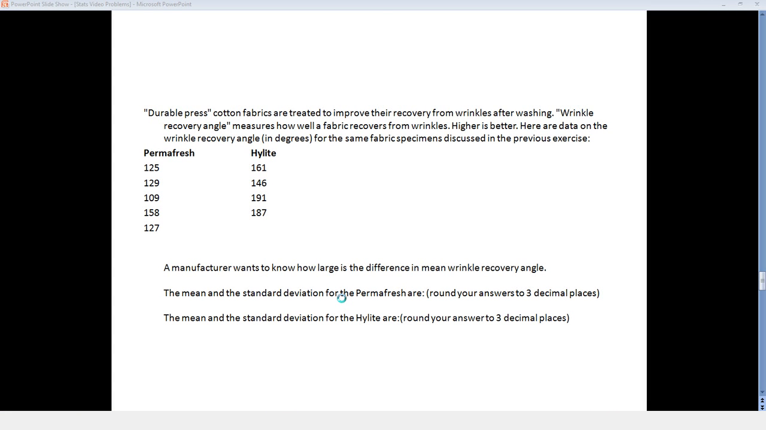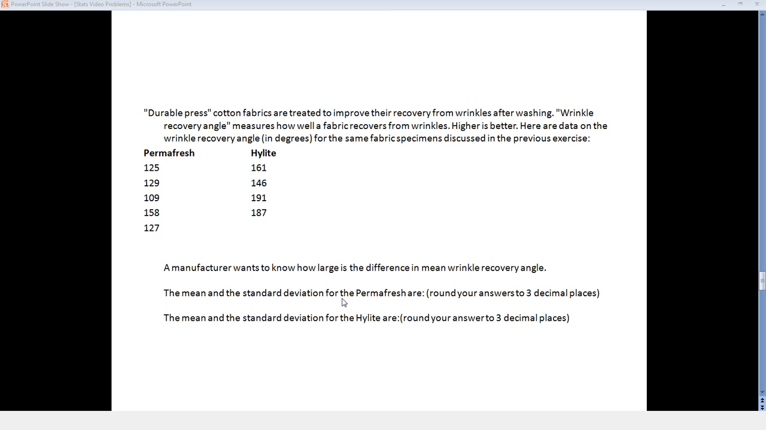Durable press cotton fabrics are treated to improve their recovery from wrinkles after washing. Wrinkle recovery angle measures how well a fabric recovers from wrinkles. Higher is better. We're given data on the wrinkle recovery angle in degrees for the same fabric discussed in a previous exercise. The fabrics are Permafresh and Highlight. The manufacturer wants to know how large the difference is in mean recovery angle.